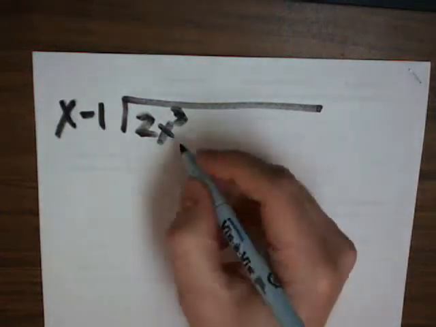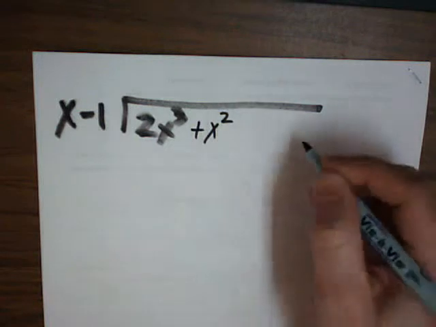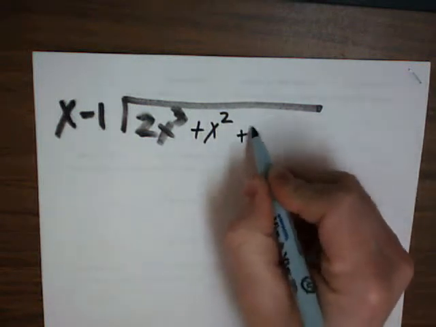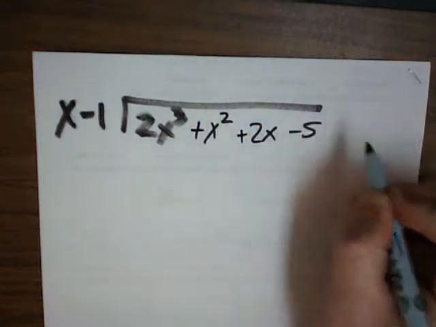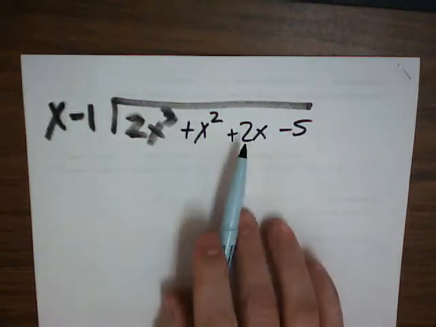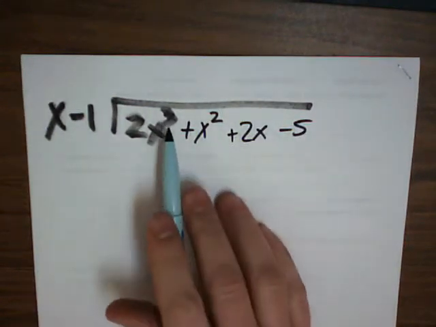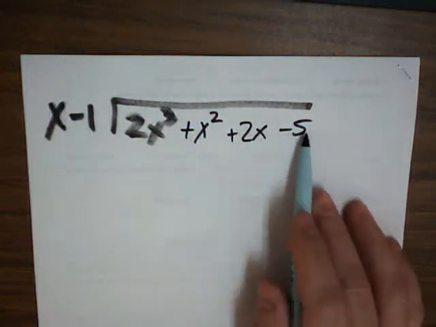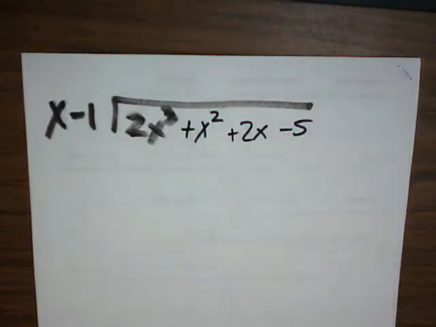2x cubed plus x squared plus 2x minus 5. Remember, they have to be in descending order, right? Those degrees: it's a degree of 3, a degree of 2, a degree of 1, a degree of 0. So it's good to go. You don't have to worry about any 0 x's or anything like that.